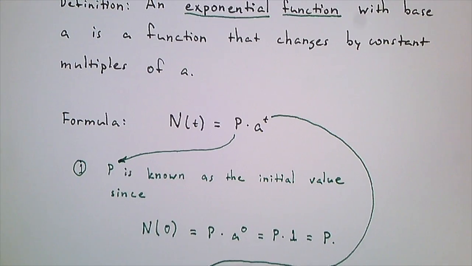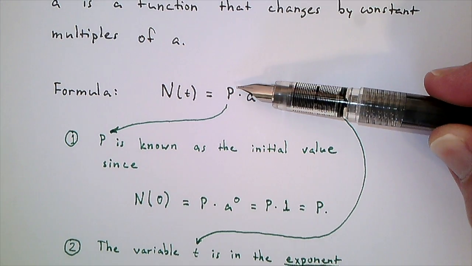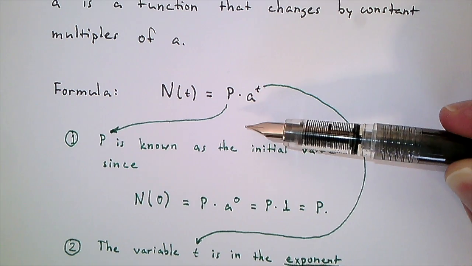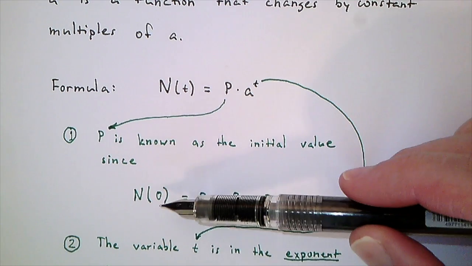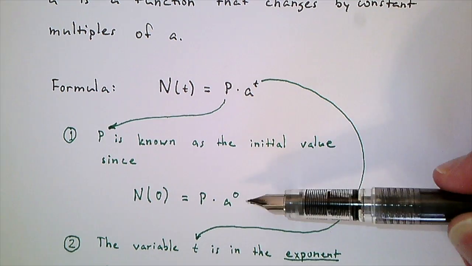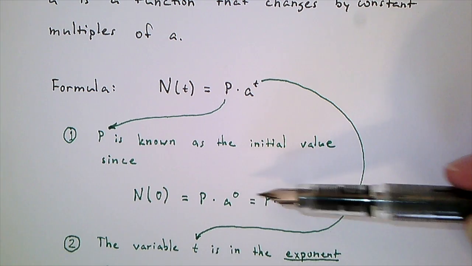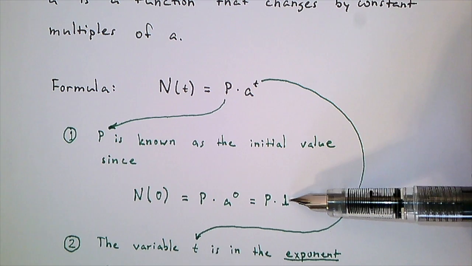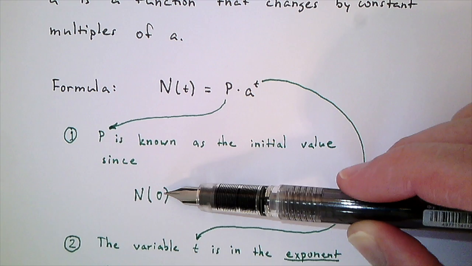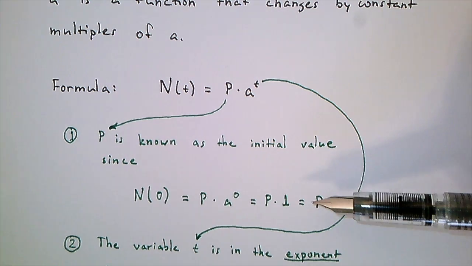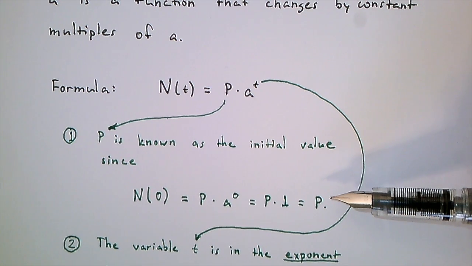Here's a few more details about p and a. The number p in the front is usually known as the initial value of the exponential function because when we plug in 0, meaning we put 0 in the exponent, a to the 0 becomes 1, and p times 1 is just p. So when we plug 0 into our function, it is equal to p. That's why it's called the initial value.